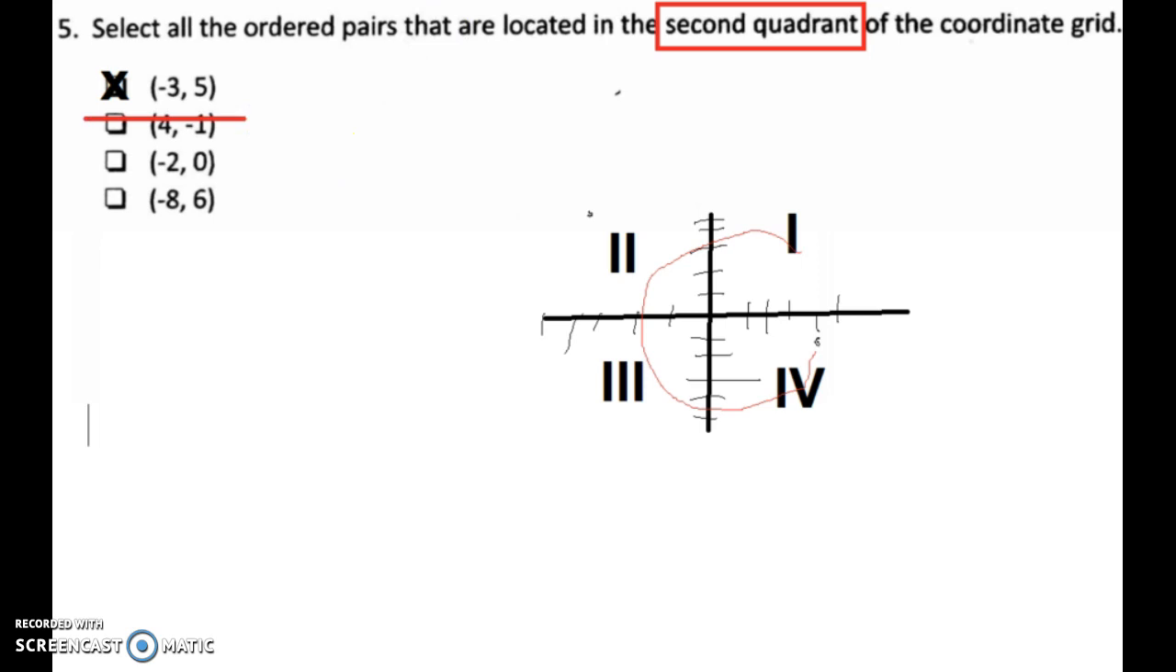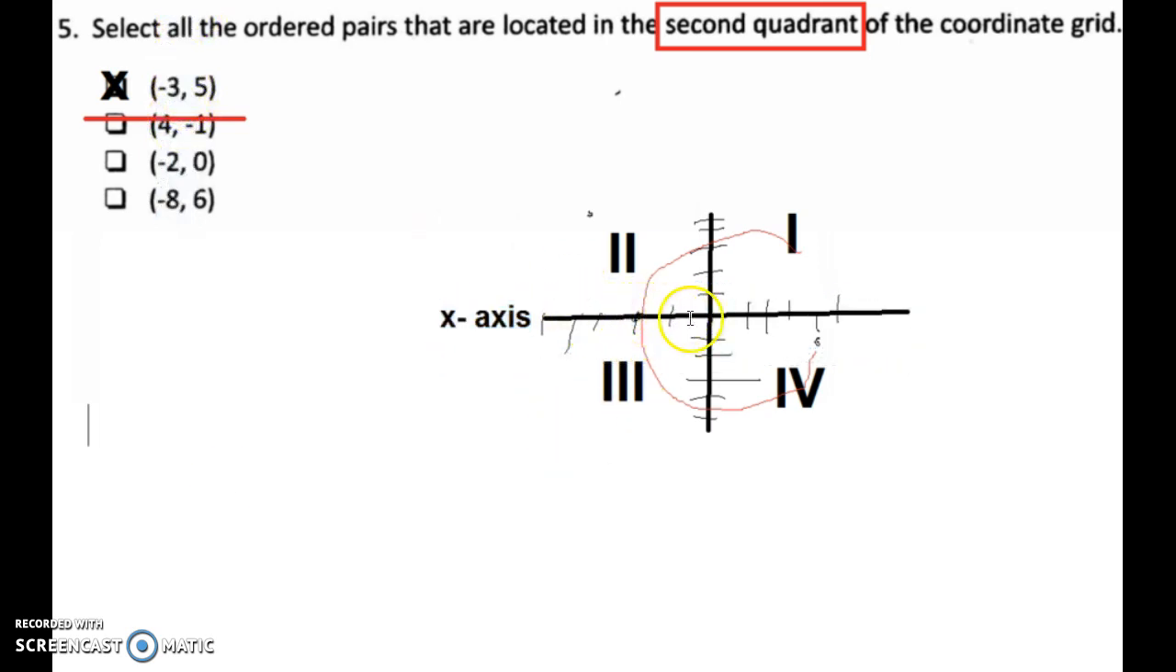How about -2, 0? I know this is a tricky one. Some people were getting confused. If I go -2, and 0, that means I'm staying right here on the line. And that is not quadrant 2, that's the x-axis. So that is not one of our answers. Let me make this a little bit smaller.